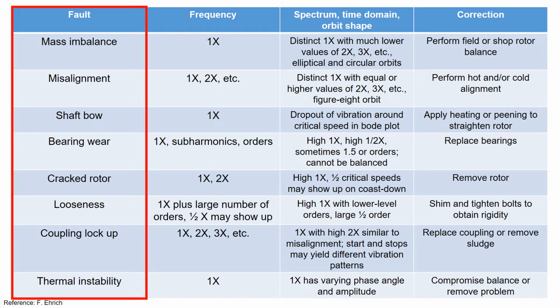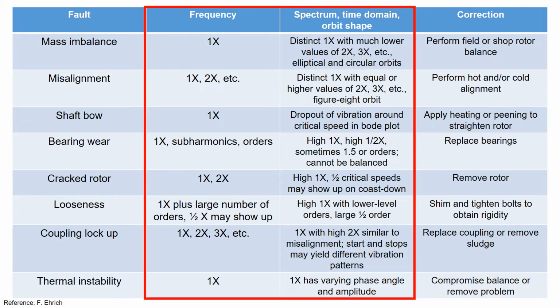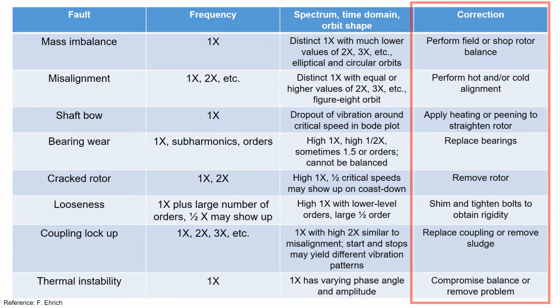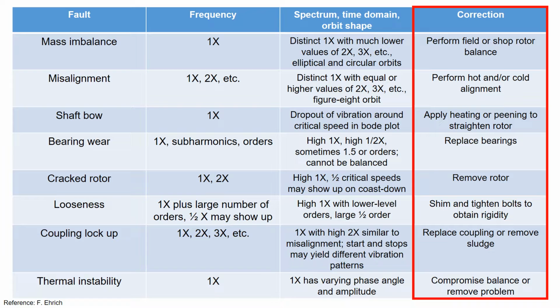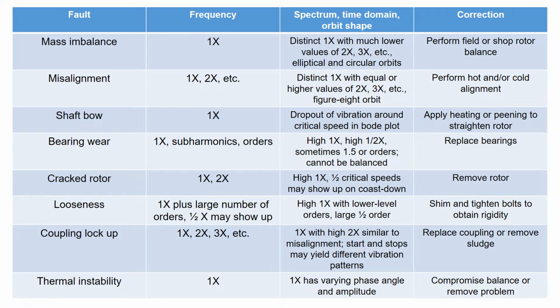The table highlights the type of faults that can be detected through vibration measurements. Each fault can be identified by examining the frequency spectra and orbit shapes. We've also provided corrective actions on the right for your reference.